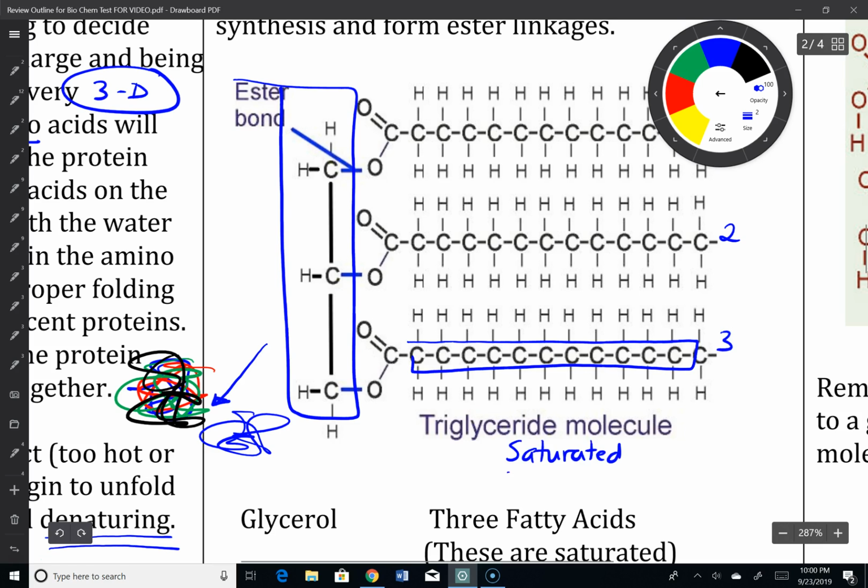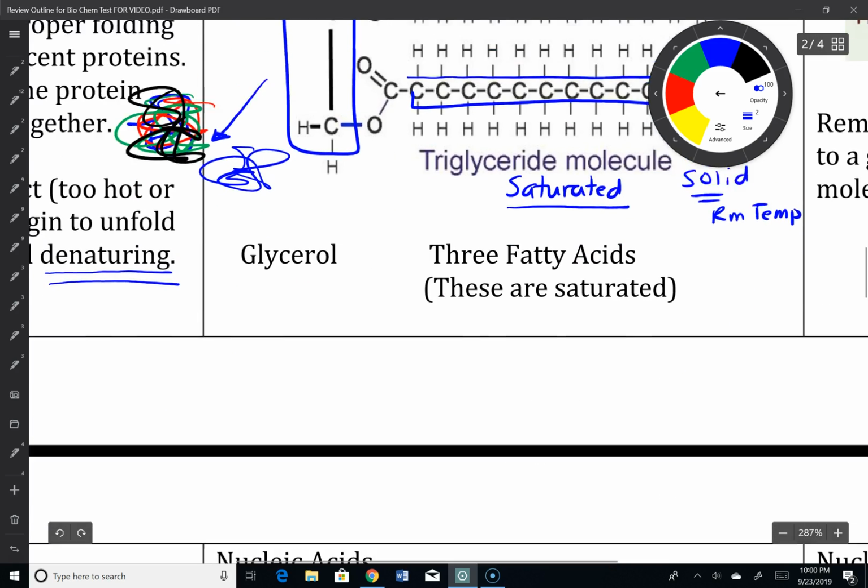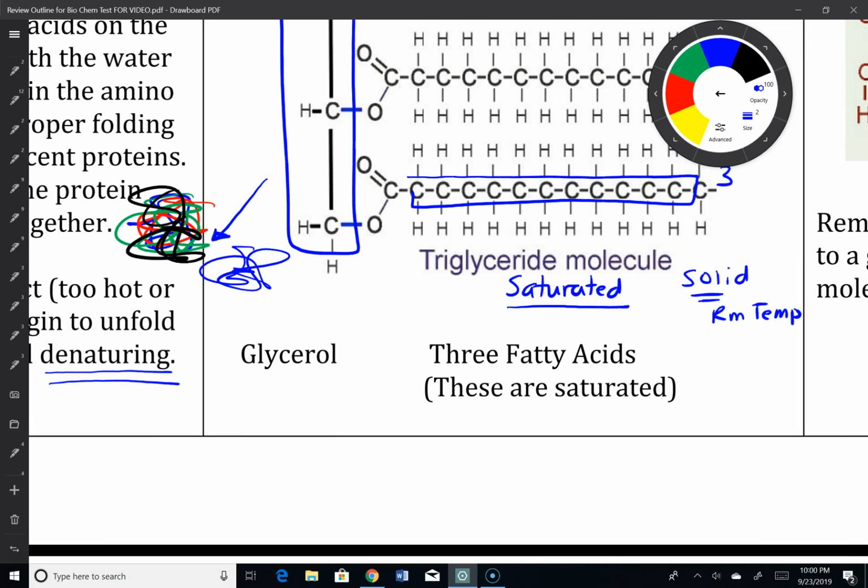And we know that saturated fats are solids at room temperature. And we know that because here these fatty acid chains are going to pack nice and tight, and they once again will form a solid at room temperature. If you heat them up, they'll melt, but at room temperature, they're solid. And that's the glycerol with the 3 fatty acids. Once again, these are saturated.